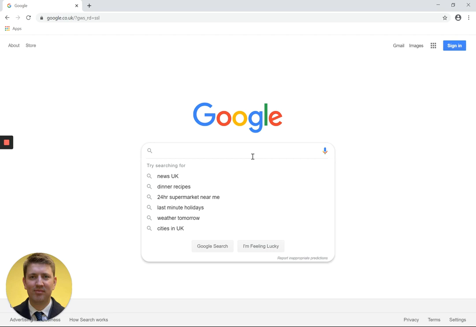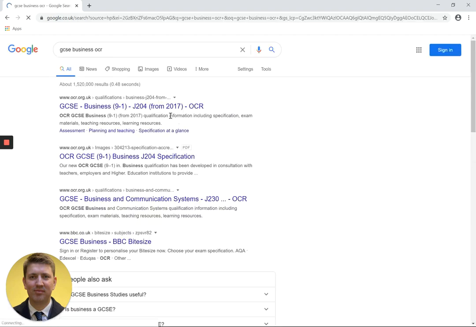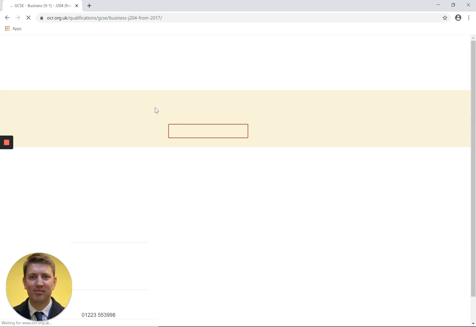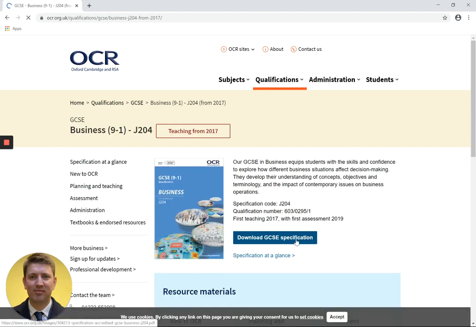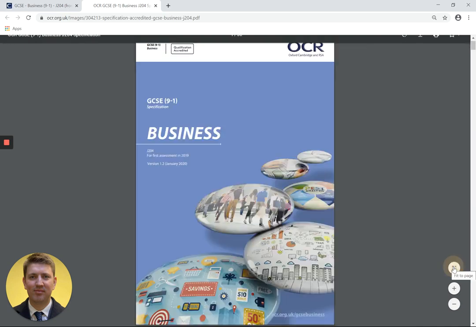So first off, what you need to do to find the specification, just go onto Google and type in GCSE business OCR and hit return. And then it will come up and you've got the top link there. Just click on that. Internet's being quite slow. There we go. And it will pull this up and it will pull up the specification as well. So just hit that and it'll open up.